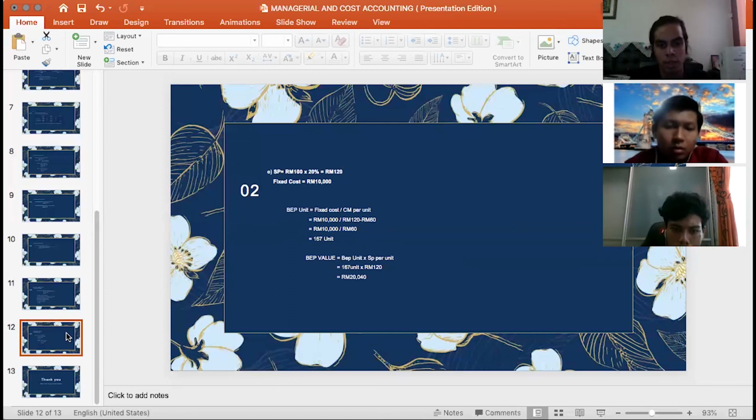Okay, next is BEP value, BEP unit times selling price per unit. So 1,667 units times 120 ringgit. So we get 200,040 ringgit.